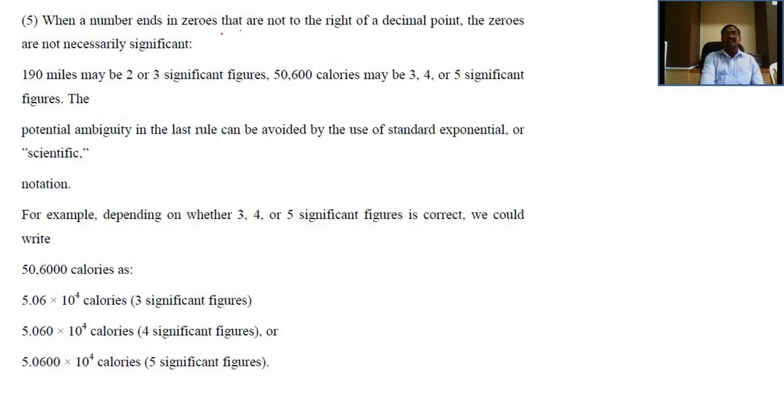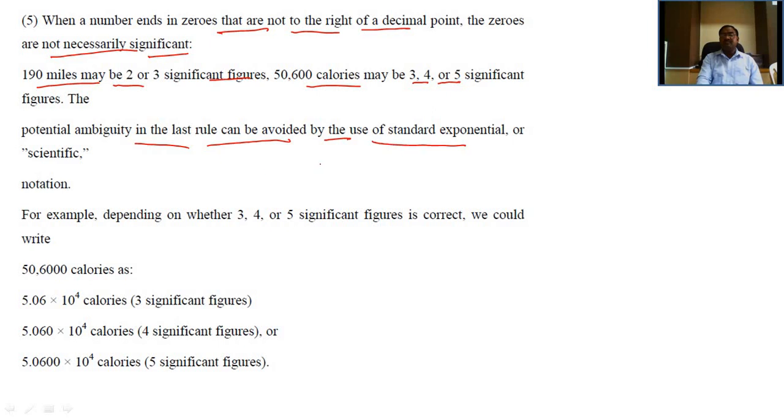When a number ends in zeros that are not to the right of a decimal point, those zeros are not necessarily significant. 190 miles may be 2 or 3 significant figures. 50,600 calories may be 3, 4 or 5 significant figures. The potential ambiguity in the last rule can be avoided by the use of standard exponential form, that is, scientific notation.